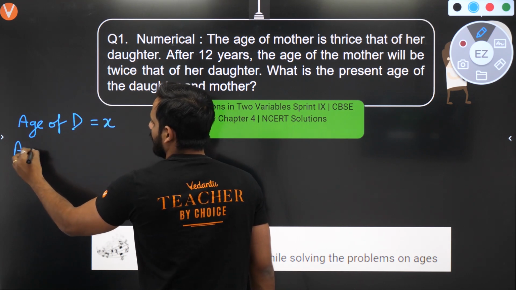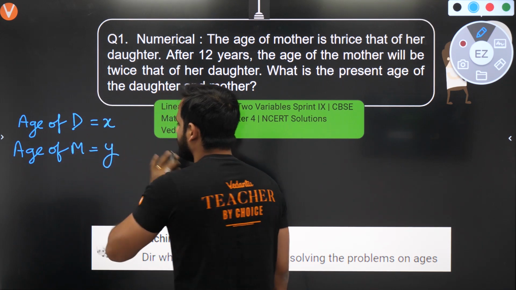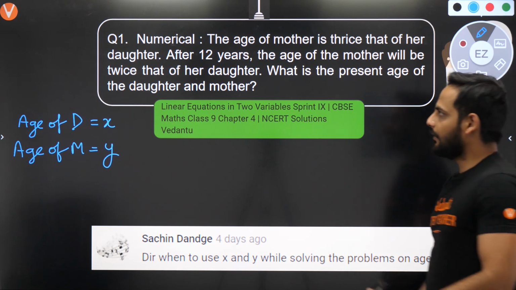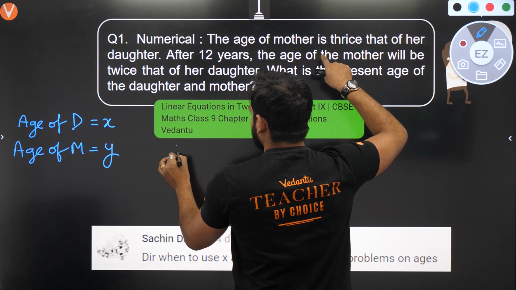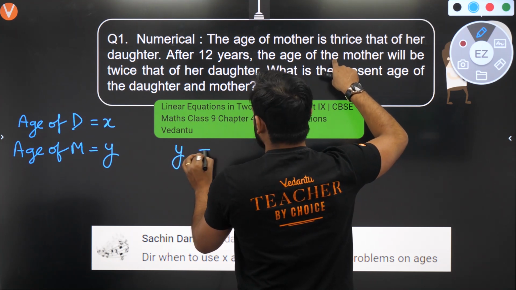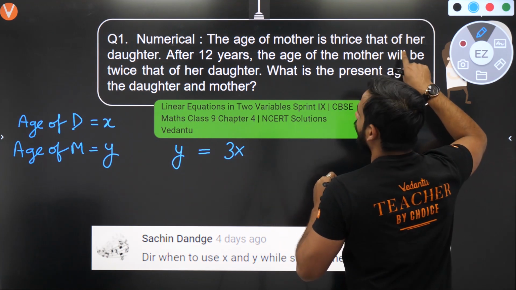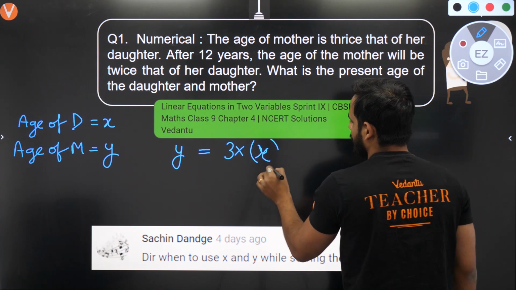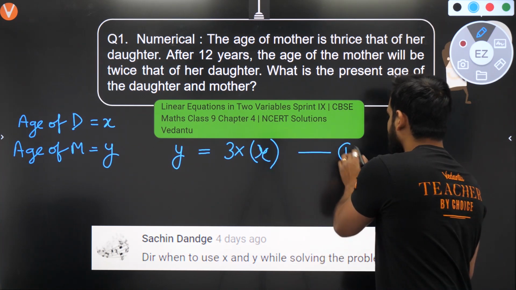So I can say that sir, age of mother is, let's say, y. Correct? I have taken two variables. Now according to the first line, age of mother, what is age of mother? Y. Is means equal to, thrice means three times. Three times of what? Her daughter's age. Her daughter's age we have taken as x. So y is equal to 3x. That is your first equation.